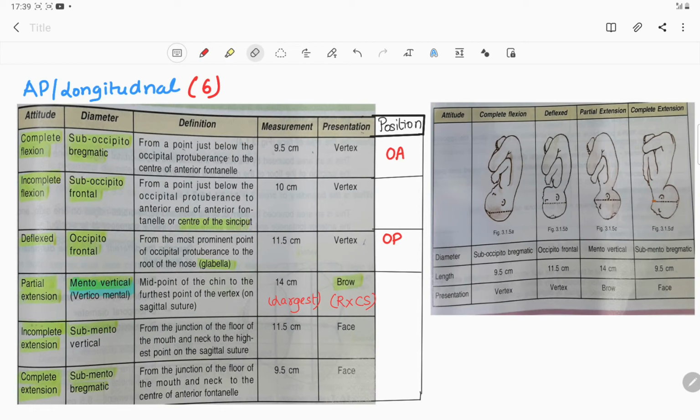In this, we can remember mento-vertical as MV, that is movie, and movie is the largest, that is 14 centimeter, and we used to see movie or picture with our brother, like bro, so we can call it bro. So movie is 14 centimeter with bro presentation.